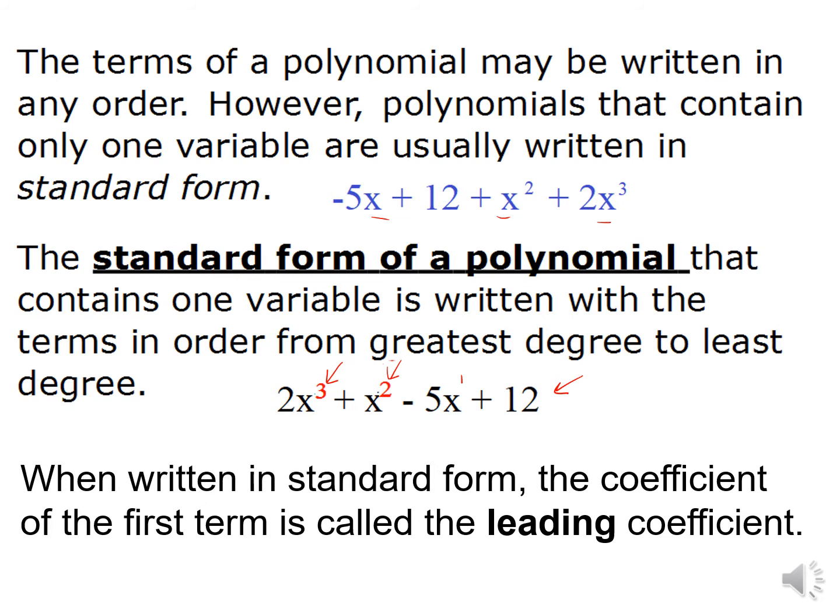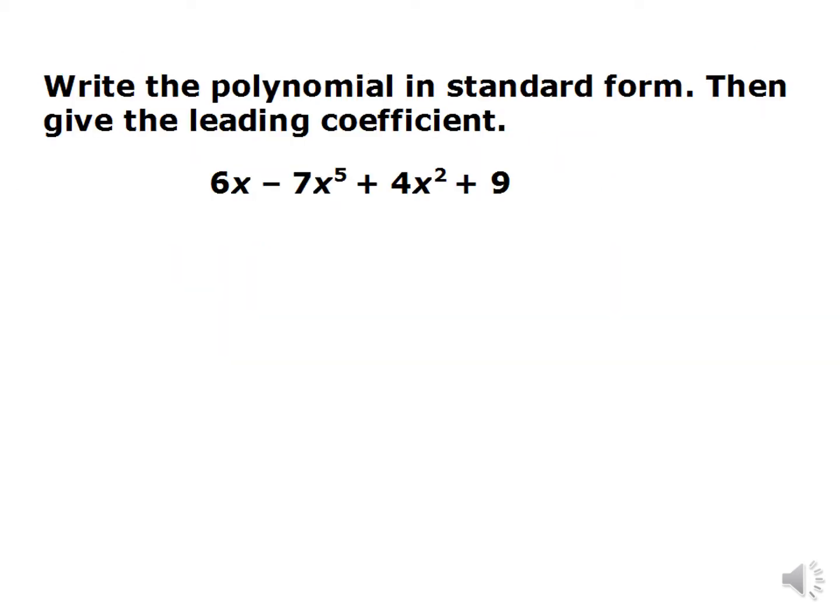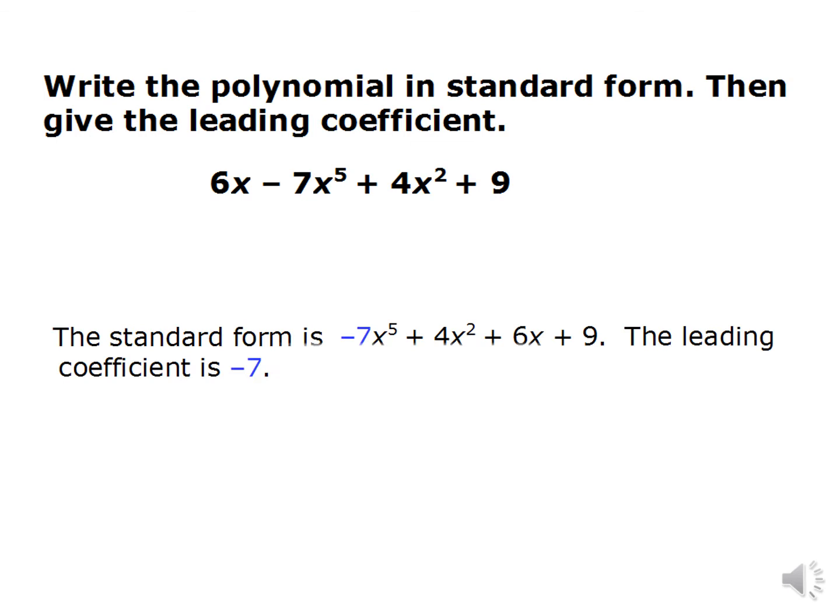When written in standard form, the coefficient of the first term is called the leading coefficient. So in this problem, the leading coefficient is 2. So if you were going to rewrite this one in standard form, what would be the order and what would be the leading coefficient? The standard form is written this way. Notice that the 5 is first, the exponent 2, and this is my leading coefficient.